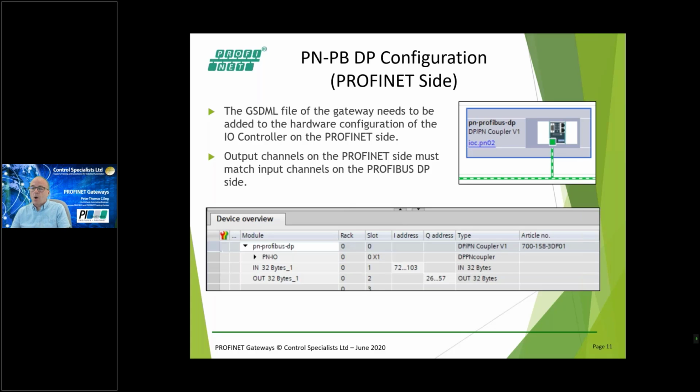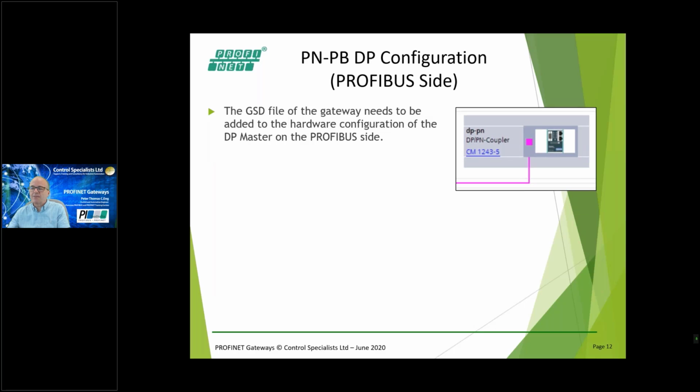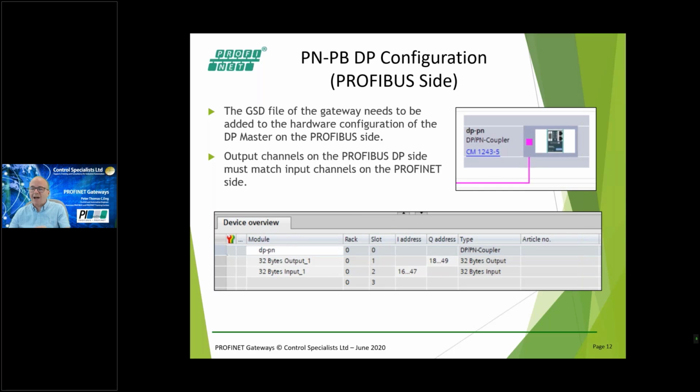So here's our PROFINET side, in of 32 in this case, and out of 32. That might be slightly different there, but basically you'll see the difference here. In this example, in of 32, out of 32. So let's have a look then on the Profibus side, and you'll basically see in the same slot, we've got to have them swapped over. They've got to match. These numbers here in the I's and Q's are just the input and output addresses that you would use within your PLC program.